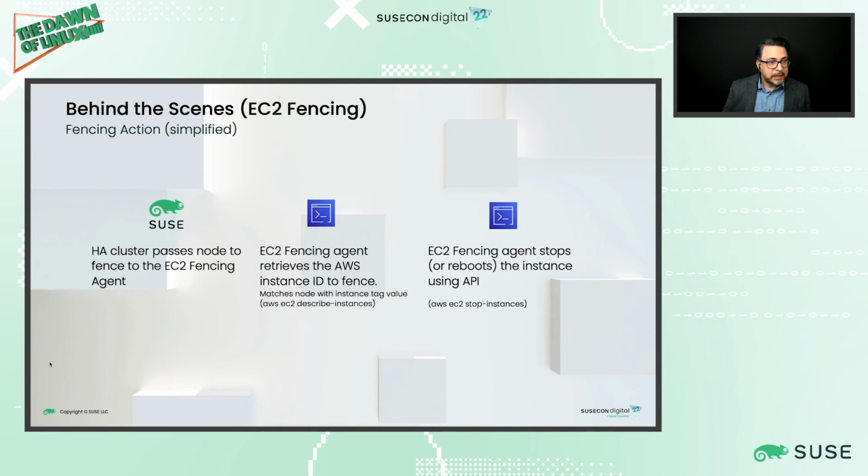So in the event of any sort of failed communication or a fencing event that takes place, assuming both cluster nodes are running, the cluster will issue a fence. The EC2 fencing agent will retrieve the AWS instance ID to fence, and it uses a host name from the key value pair that we described earlier to match the node with the instance tag value name. It issues that stop instance, which is a clean shutdown. And in the event the instance does not respond to that shutdown within approximately 5 minutes, a forced shutdown will occur.